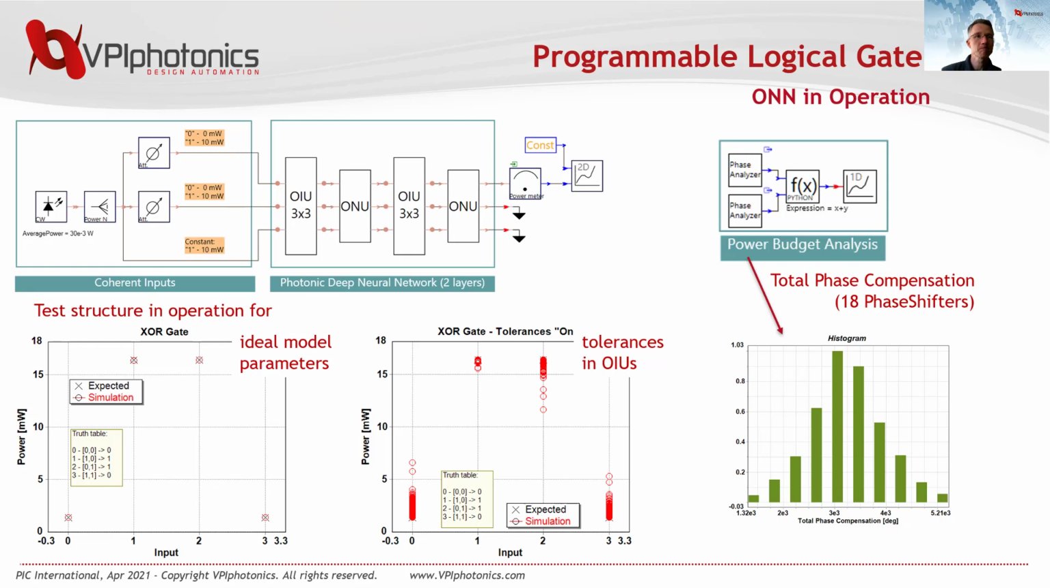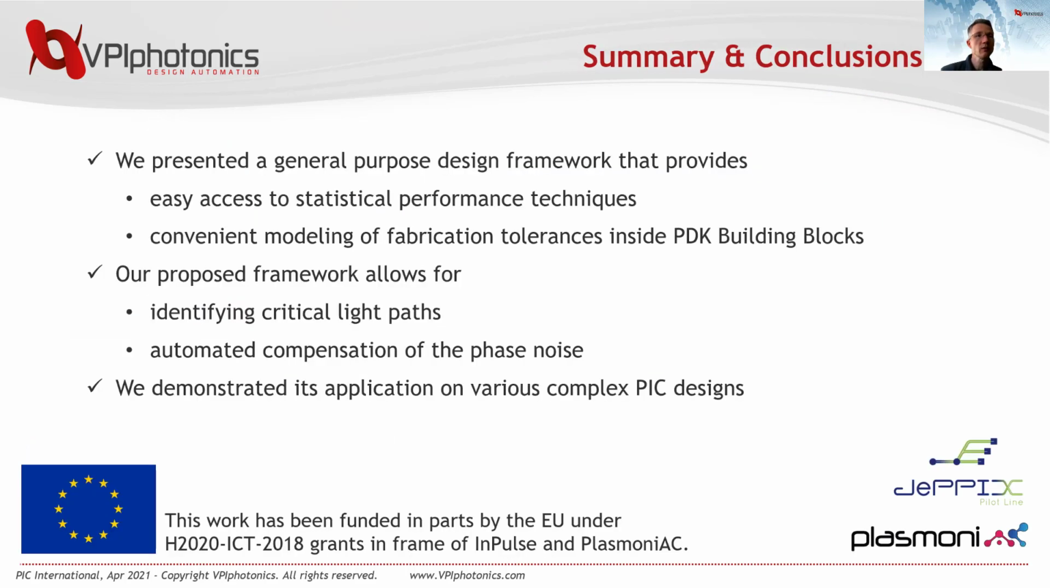In summary, we presented a general purpose design framework that provides easy access to statistical performance techniques and a convenient way for modeling fabrication tolerances inside PDK building blocks. Our proposed framework allows to identify critical light paths in a given circuit design and to automatically compensate for the phase noise introduced by fabrication tolerances. I showed the operation of our methodology using a simple unbalanced Mach-Zehnder interferometer structure and a more complex programmable logical gate PIC design.